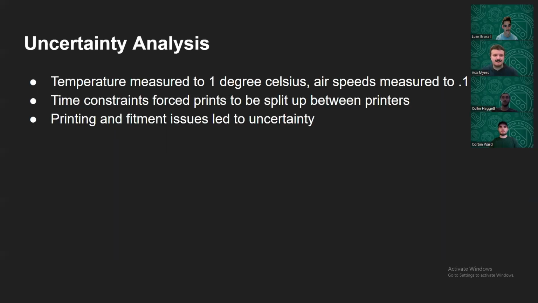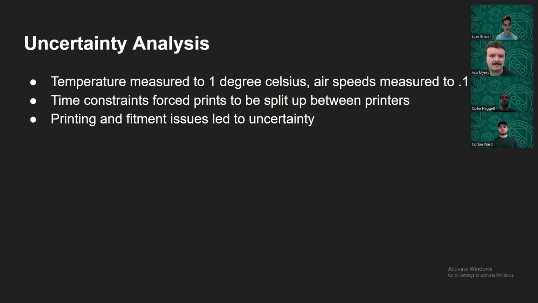One thing to note for the uncertainty analysis is the resolution of our measuring devices. We measured temperature within plus or minus 1 degree Celsius and airspeed to 0.1 miles per hour. Another thing to note is that due to our time constraints for the project, we were required to spread our 3D prints between different 3D printers, some in the lab and some my personal 3D printer, which all had different filaments, as well as some having different nozzle diameters, and they all had different print setting requirements to guarantee good bed adhesion to give us clean 3D prints.